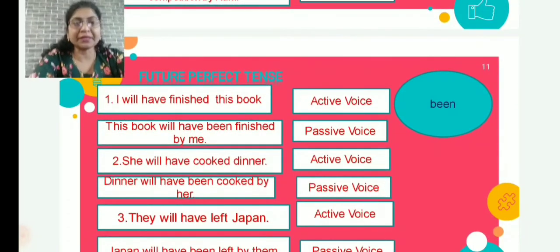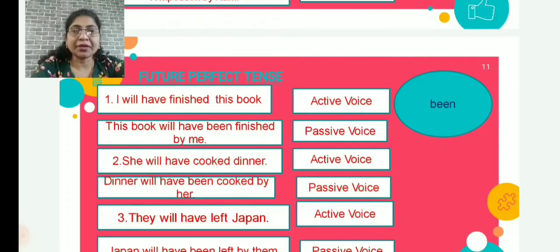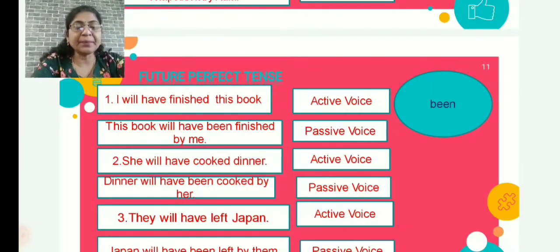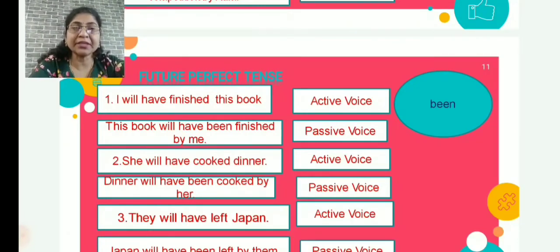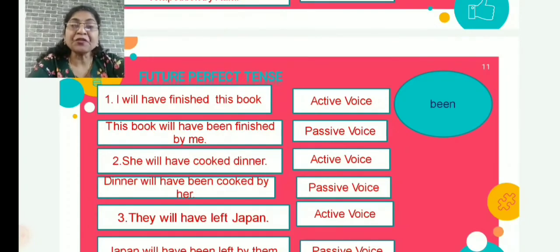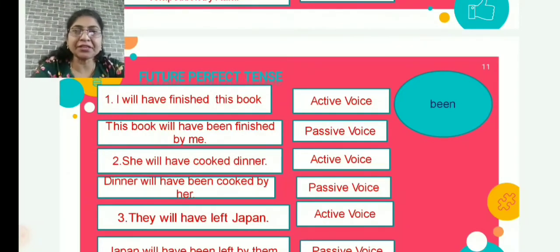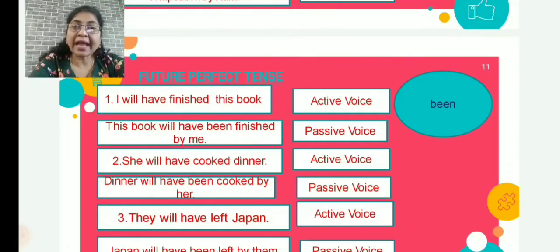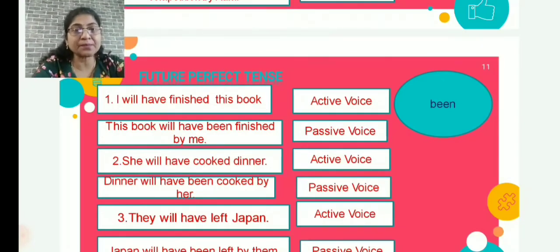Now future perfect tense. I will have finished this book. Now here again, the word been is added, been as a to be verb. So I, subject, will, supportive verb, right? Will have. Here in future perfect tense, will have is the supportive verb. Finished is the past participle, that is V3. This book is the object. So this book will have been finished by me. That means this book as object will change the place, it will come on the place of subject. Will have been finished, that is V3, the past participle, by me.